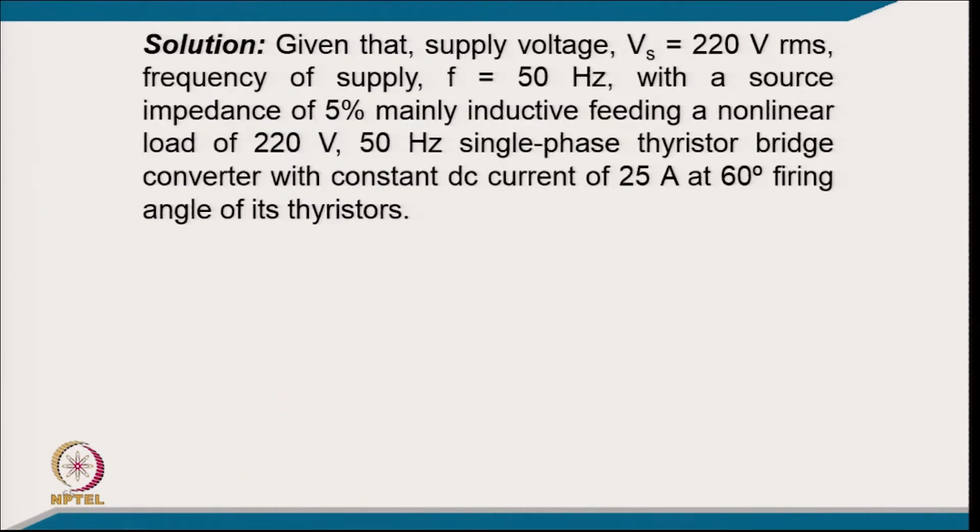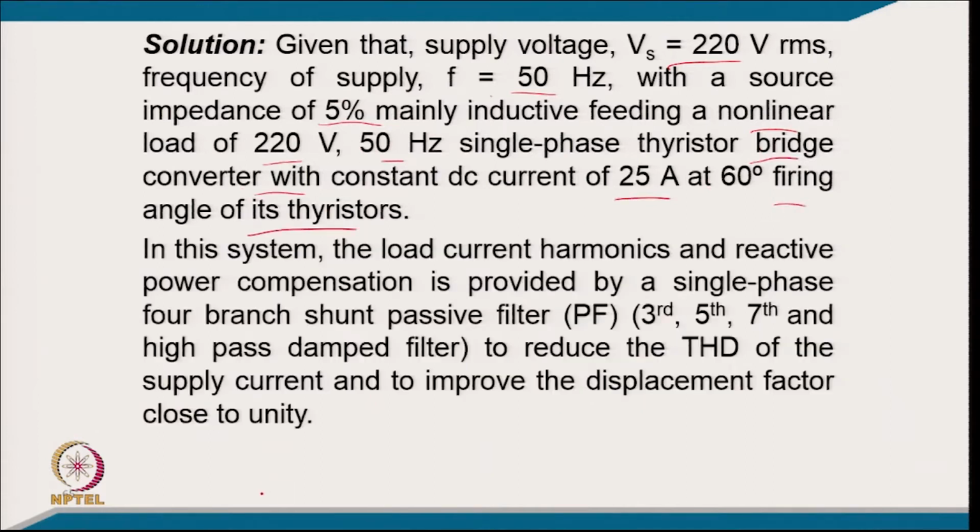So, coming to the solution part, given that the supply voltage Vs is 220 volt RMS, frequency of supply 50 hertz, with a source impedance of 5%, mainly inductive, feeding a non-linear load of a 220 volt 50 hertz single phase thyristor bridge converter with a constant DC current of 25 ampere at a 60° firing angle of its thyristors. In this system, the load current harmonics and reactive power compensation is provided by the single phase 4 branch passive filter, with third, fifth, seventh and high pass damped filters, to reduce the THD of the supply current and to improve the displacement factor close to unity.